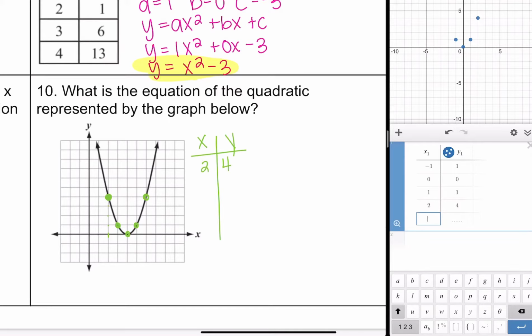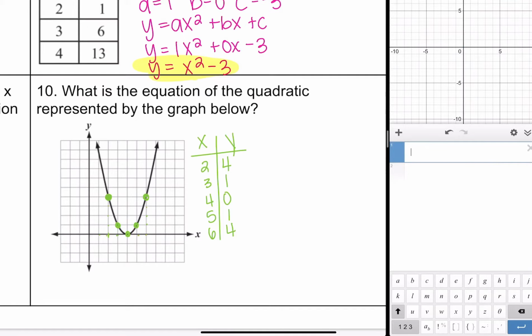We have the point 3, 1. Let's see, we have 4, 0. 5, 1. And then 6, 4. All right, so in Desmos, let's tell it that we want to find the equation of this table. So we're going to add a table first and then tell it we want the equation.